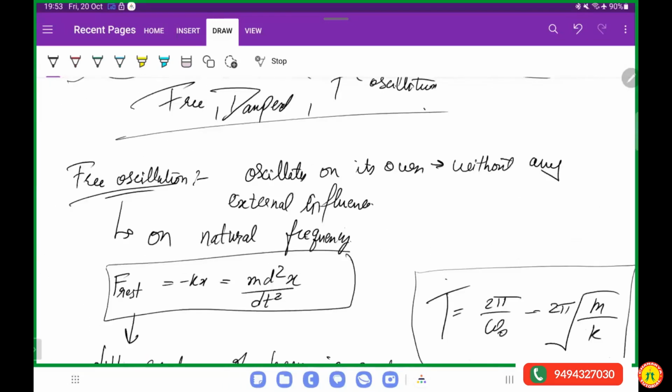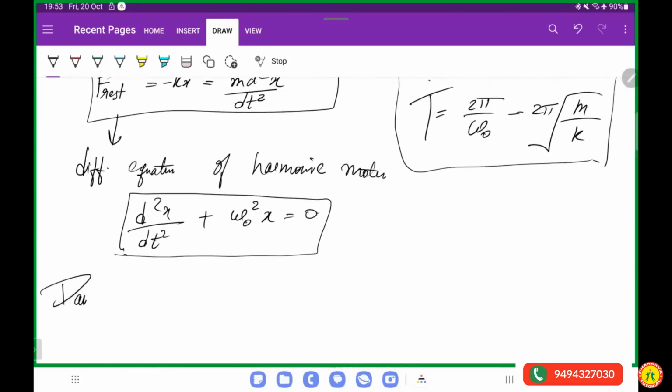Free we saw. Now let's see here damped oscillation.